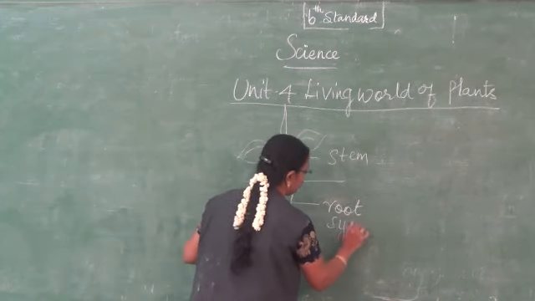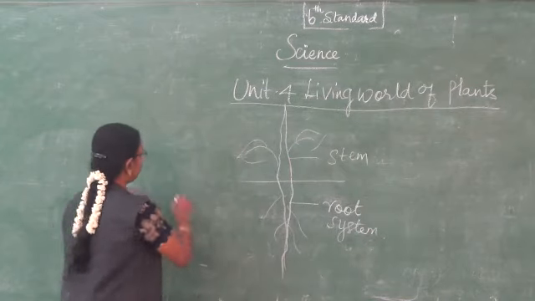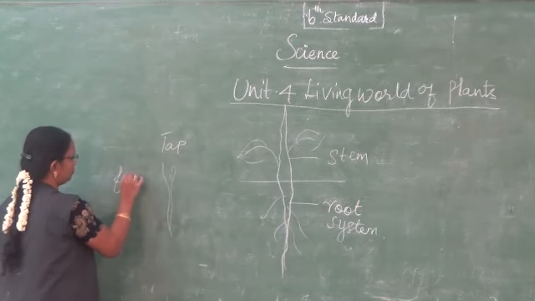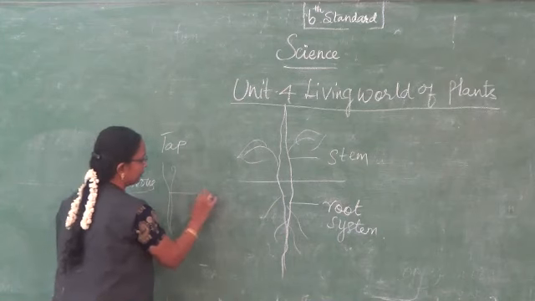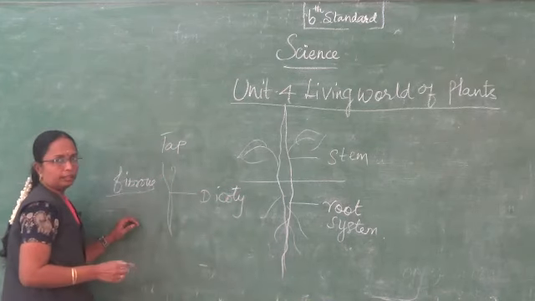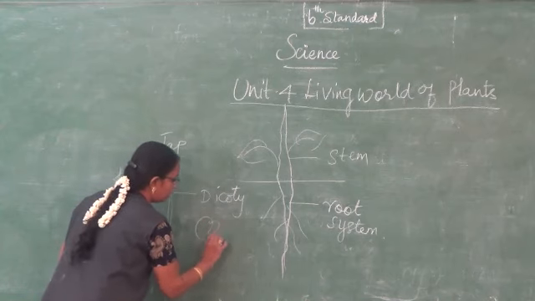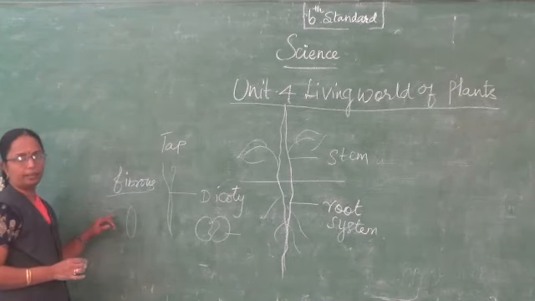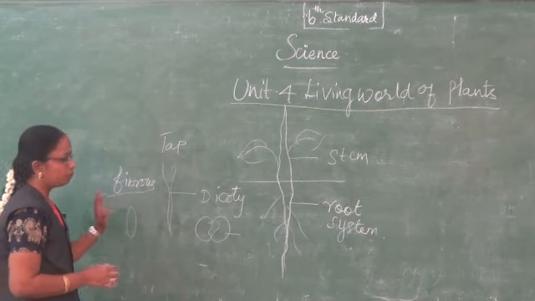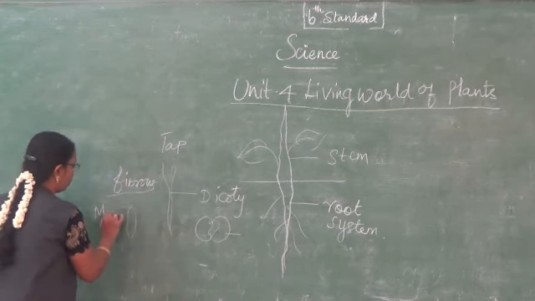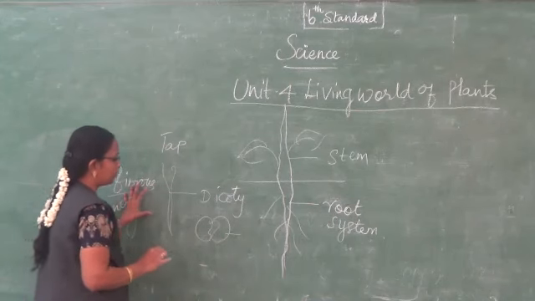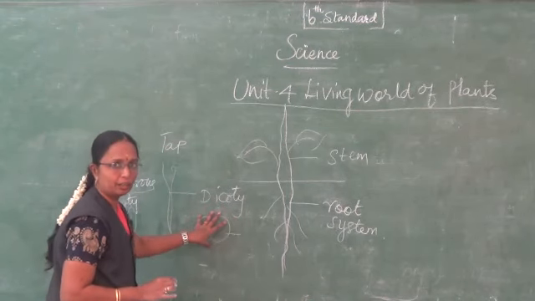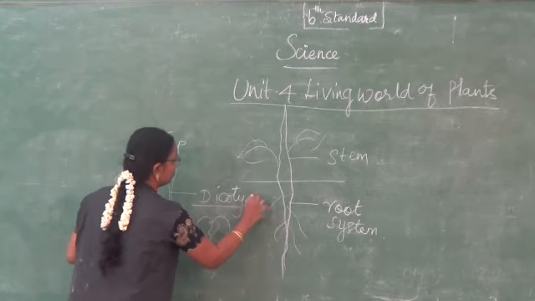Root system. Then we have seen about the root system, two types of root: the tap root and the fibrous root system. The tap root system is the characteristic of dicotyledons. The dicot consists of two cotyledons, which are present inside the seed. Monocot consists of only a single cotyledon. We cannot split the seed into two. So that is the characteristic of the fibrous root system. Monocotyledon is the characteristic of the fibrous root system. Dicotyledon is the characteristic of the tap root system.